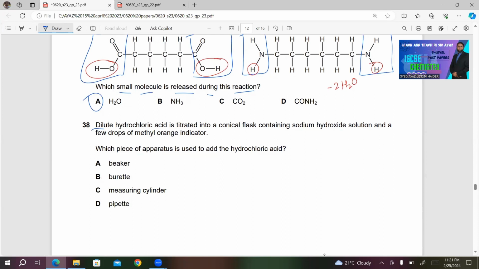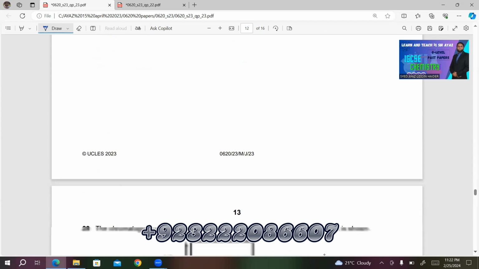38. Dilute hydrochloric acid is titrated into a conical flask containing sodium hydroxide solution and a few drops of methyl orange indicator. Which piece of apparatus is used to add hydrochloric acid? Where it is used to transfer acid into a conical flask containing sodium hydroxide. So B will be the right answer in this question.